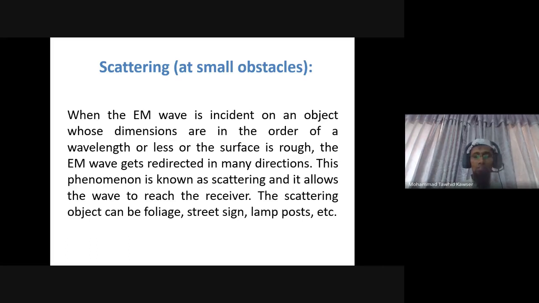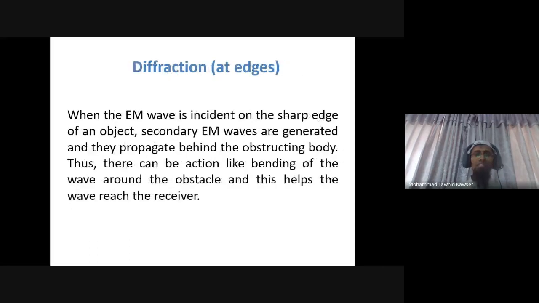Diffraction, as I was saying, your physics course gave you some good explanation of diffraction. At the sharp edge, new sources are created. A good number of small sources are created at the sharp edge, and new propagation starts from there. So that's how you can actually go behind something, behind this object. It's like bending the signal. But as I told you before, I'll have separate slides for each of them.